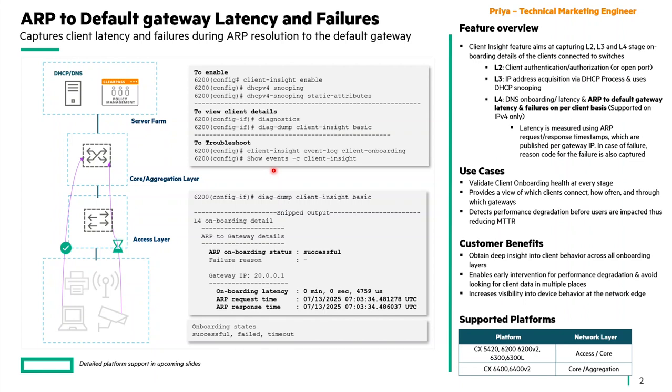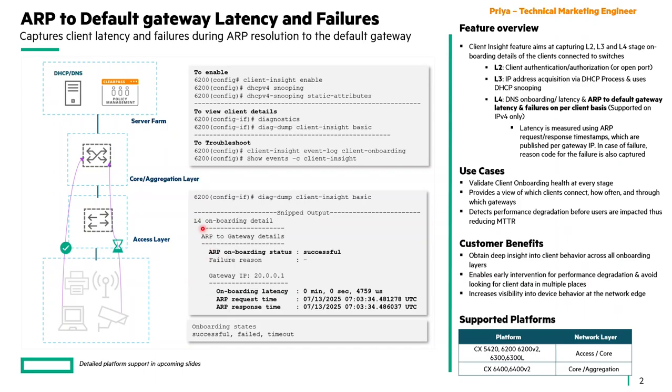So finally, you can also use show events -c client insight to see the logs for this particular or any particular client that onboards. So here is a snipped output or an example of how a diagdump output looks in case of ARP to gateway onboarding, latency and failure. So here I have provided an example for a success case.